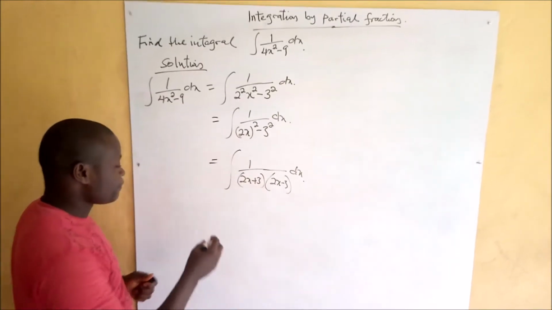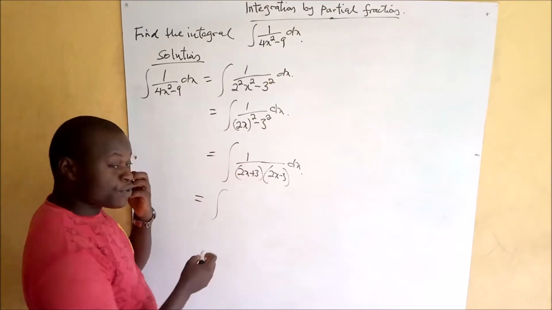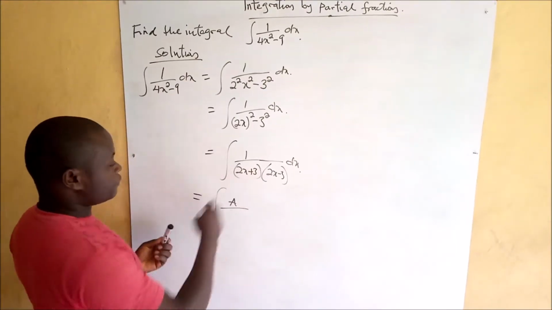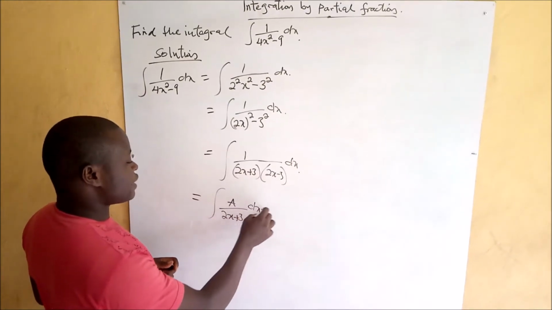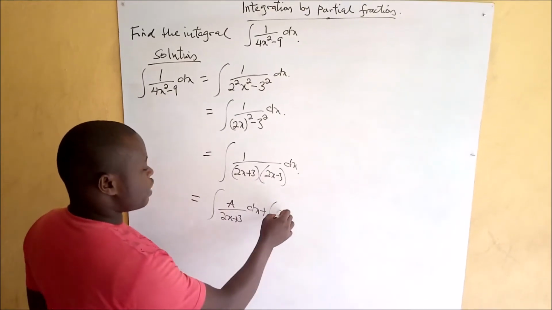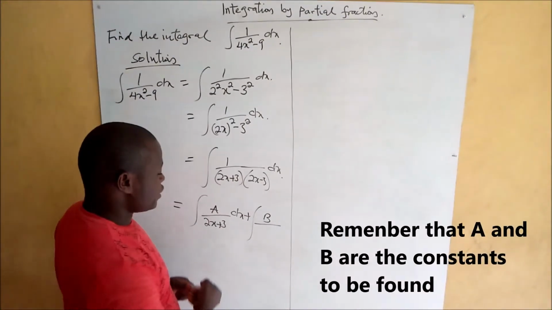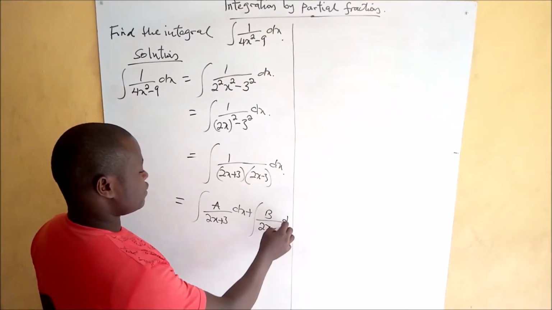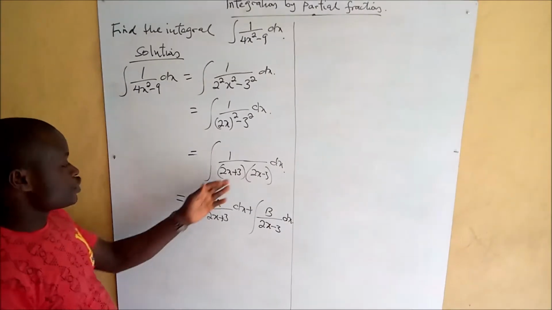This is the same thing as writing, if we let A be the numerator of the first denominator 2x plus 3, the integral of A over 2x plus 3 dx, plus the integral of B divided by 2x minus 3 dx. Remember, A and B are what we have to find. Okay, so let's resolve this into partial fractions.